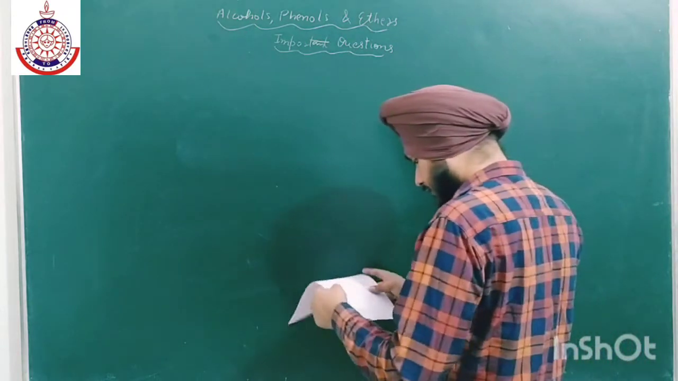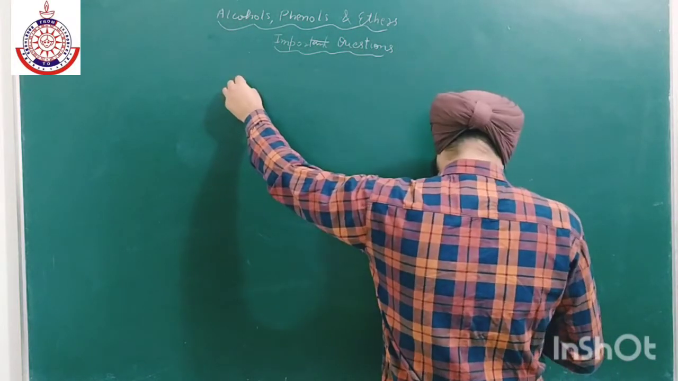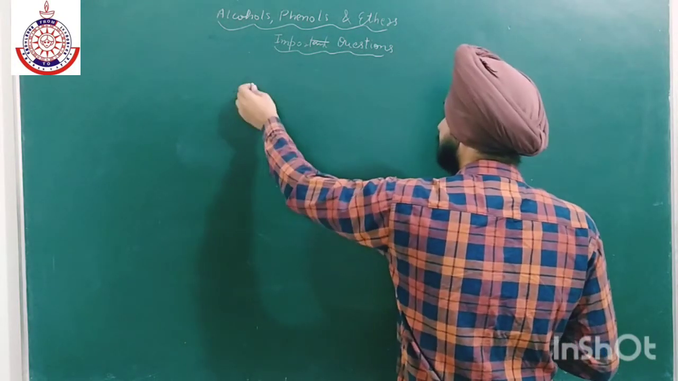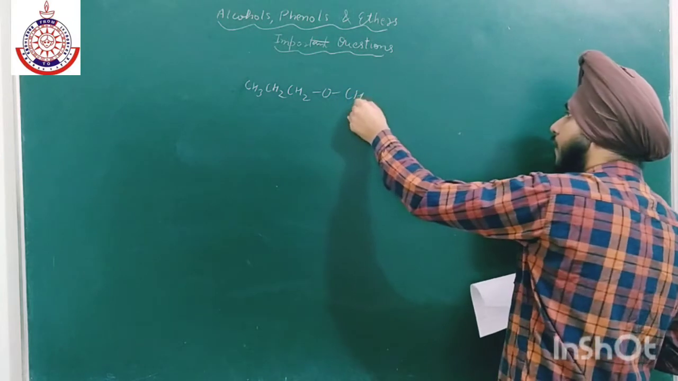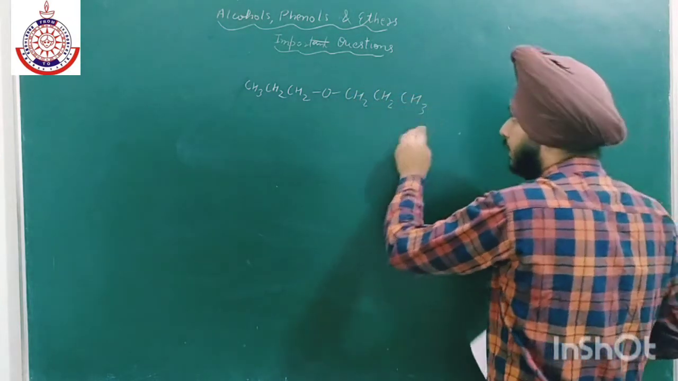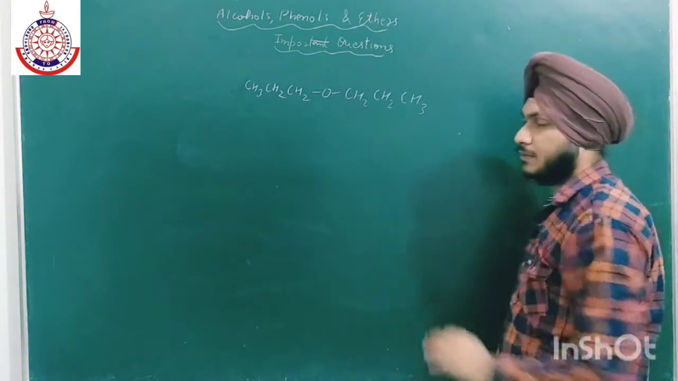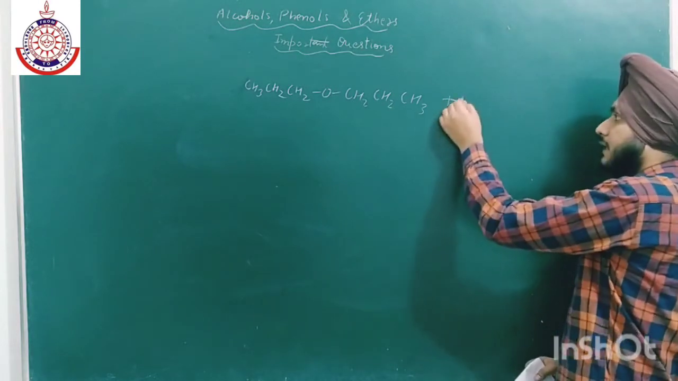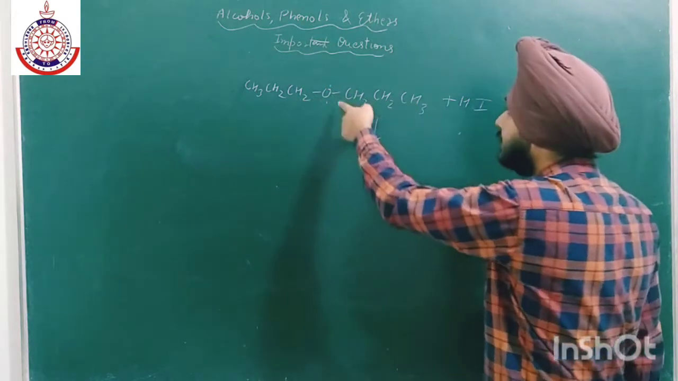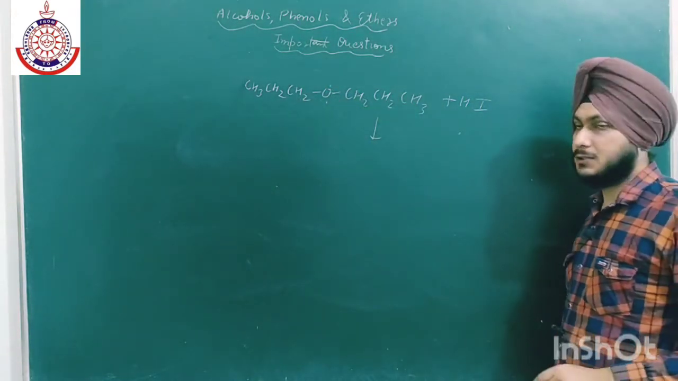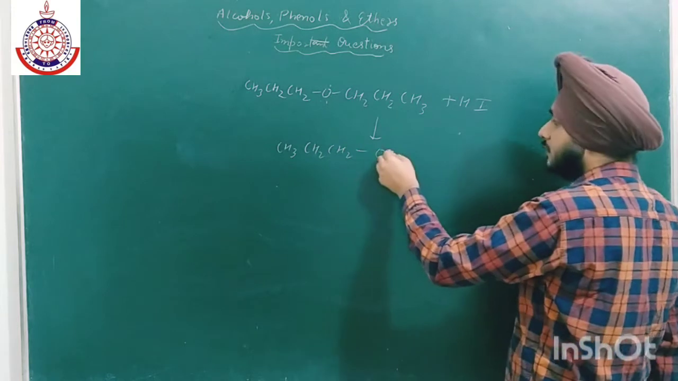Now next question is you have to write down the products of these reactions when we react HI with this 1-propoxypropane. So this is 1-propoxypropane. Three carbons are for propoxy and 3 are for propane. So we have to react with HI. Now first step is the attack of electrophile. Simply H will be attracted by the lone pairs of oxygen and we will get the oxonium ion. Now both the groups which are present around the oxygen are the same.